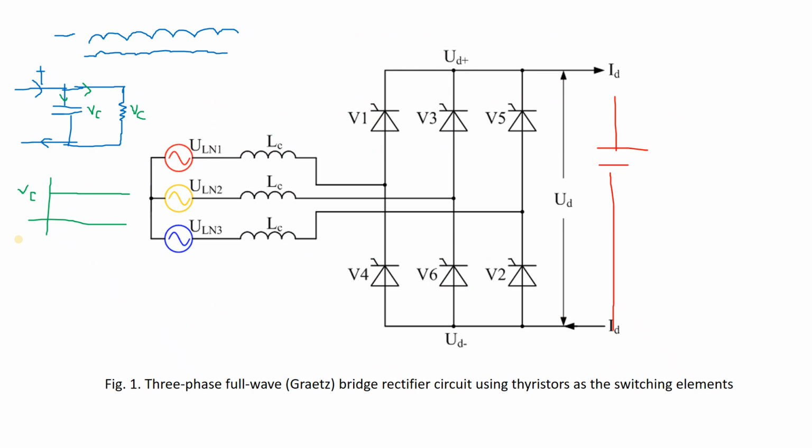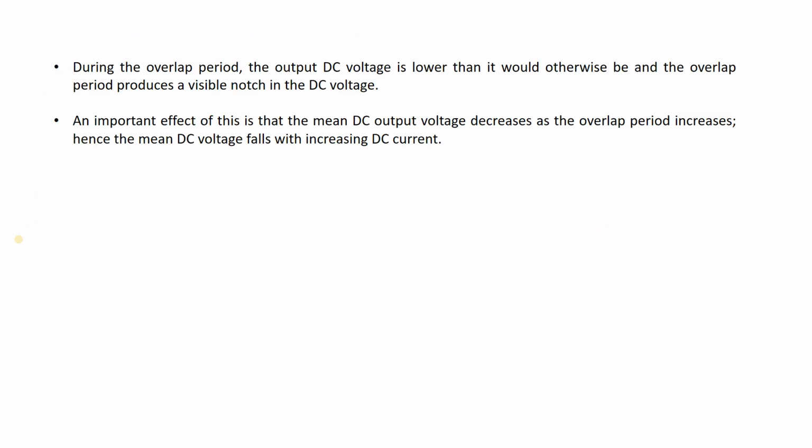That is why capacitors are used for filtering, which means giving a smooth curve for the DC. So an important effect of this is that the mean DC output voltage decreases as the overlap period increases, hence the DC voltage falls with the increasing current.